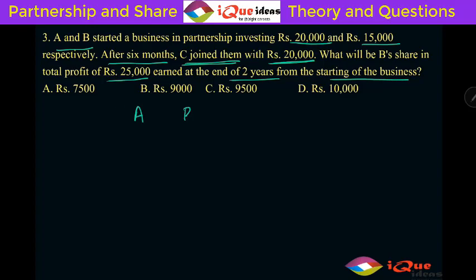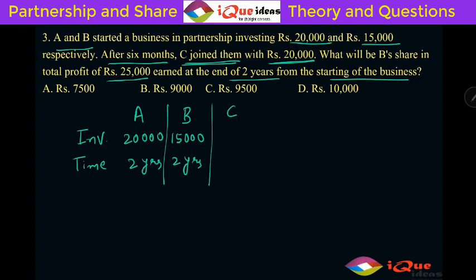People are A, B and C, right? Now, A started the business with the amount 20,000 rupees. B started the business with the amount 15,000 rupees, right? Now, the time duration for A and B would be 2 years, right? Why 2 years? Because they were there from beginning to end. Now, C joins 6 months later, right? And then he stays for the entire period because nothing is mentioned. So we'll assume that he stays for the entire period.